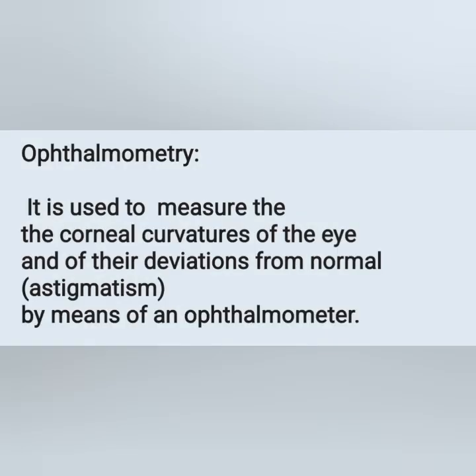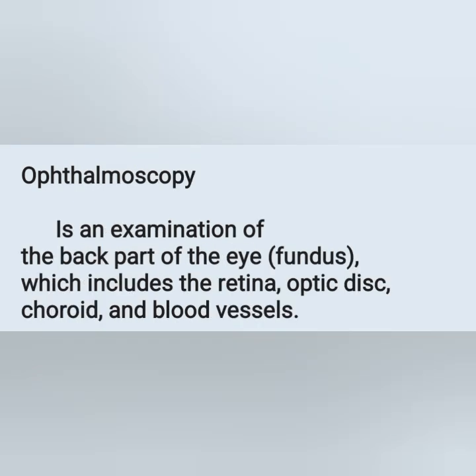And the next option, ophthalmometry. Ophthalmometry is used to measure the corneal curvature of the eye and its deviation from the normal, especially in case of astigmatism. It is measured by means of an ophthalmometer. Then the last option, ophthalmoscopy, is an examination of the back part of the eye, that is the fundus, which includes the retina, optic disc, choroid and blood vessels. That is known as ophthalmoscopy.